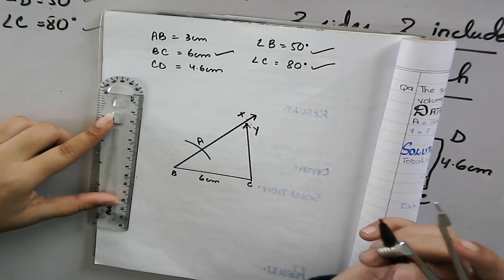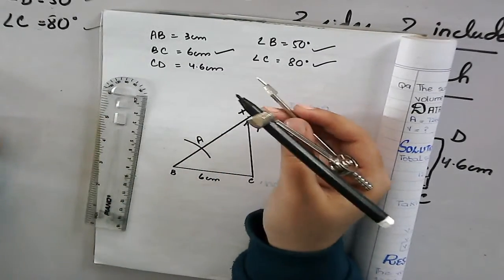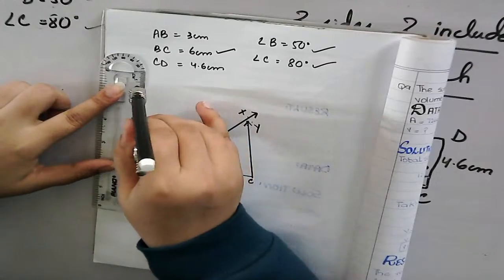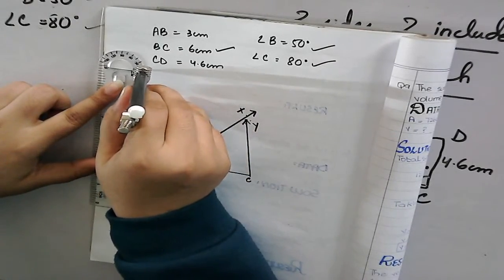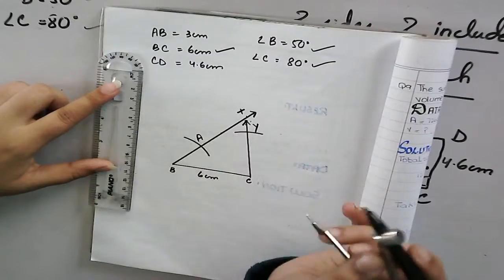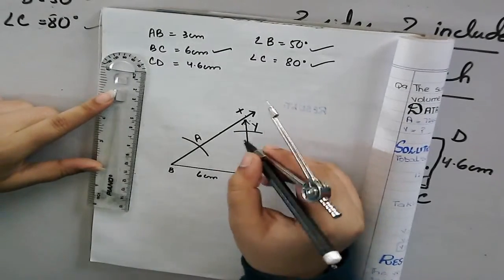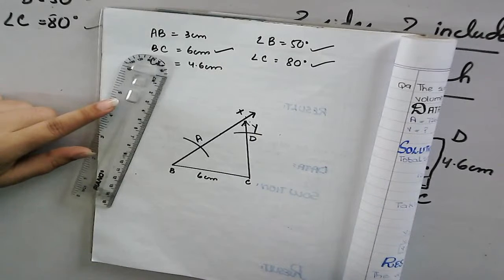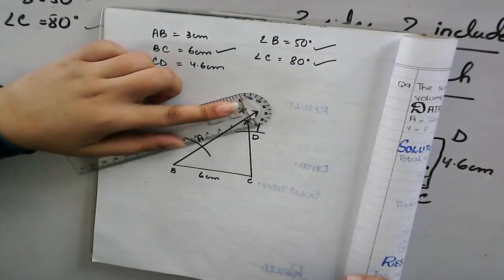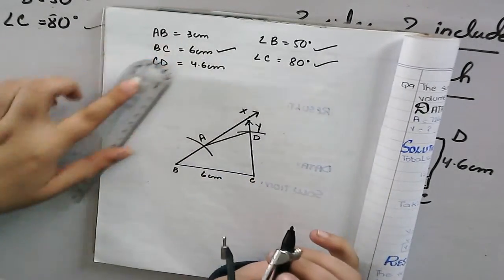Then students, what you have to do? From point C you have to mark another arc which is equal to 4.6 centimeter, and 4.6 centimeter means you have to open the compass of 4.6 centimeter. After 4, count 6. Then mark another arc which intersects the ray CY. Now the intersecting point is named as D. After that, what you have to do? You have to join the intersecting points, D and A.